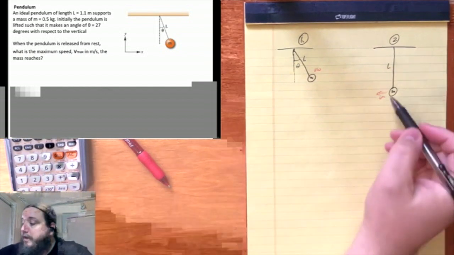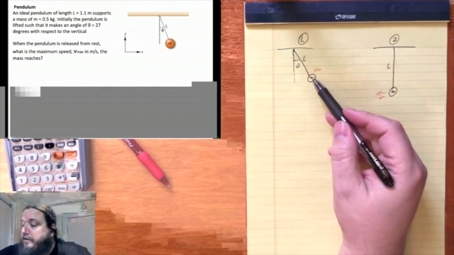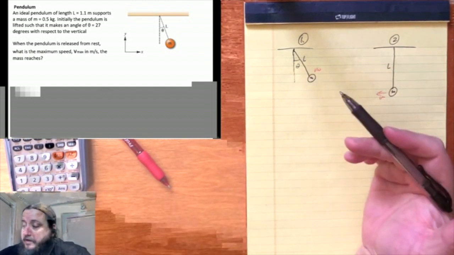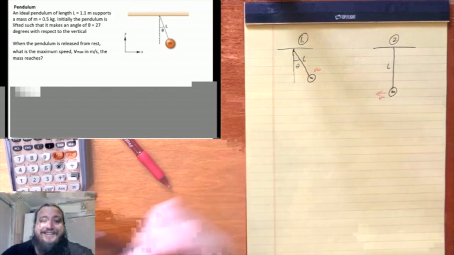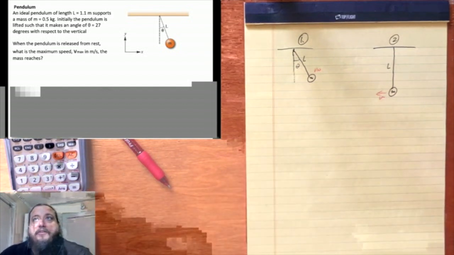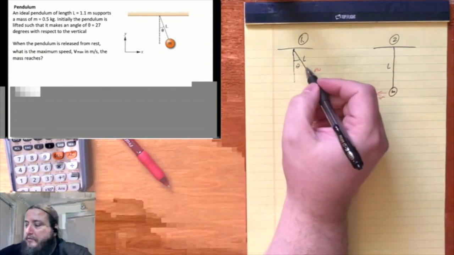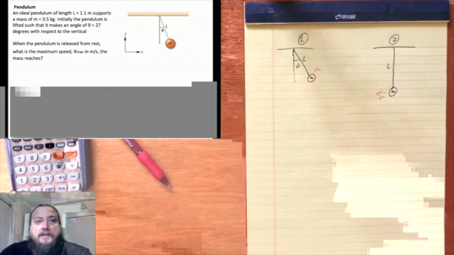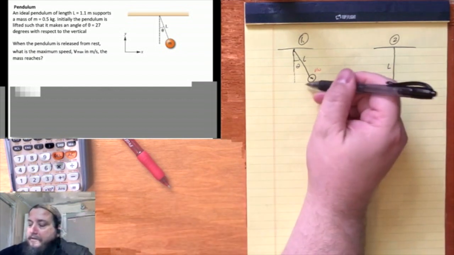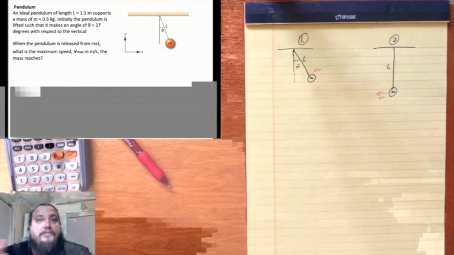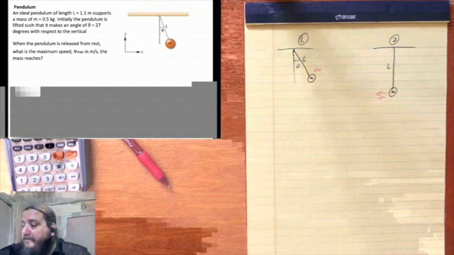All right, so we have only gravity at work here. That's the only force that's going to be doing any work. There is a force of tension in the string, but the string's tension is always going to be perpendicular to the motion of our mass, and so the string isn't doing any work. Therefore, gravity is the only thing that could be doing any work, and so since gravity is a conservative force, we can use energy conservation.